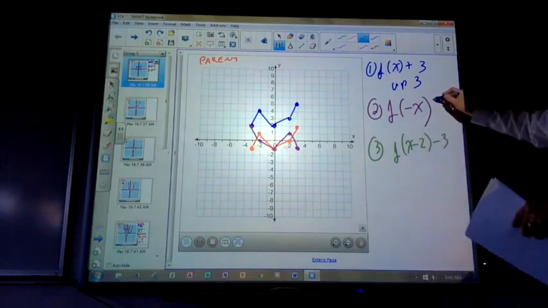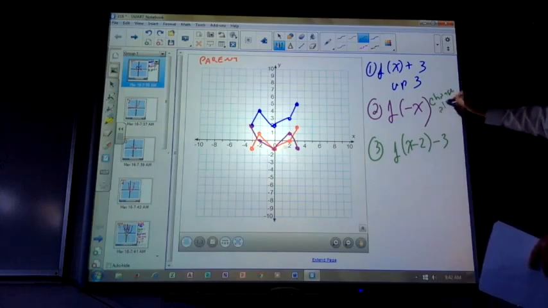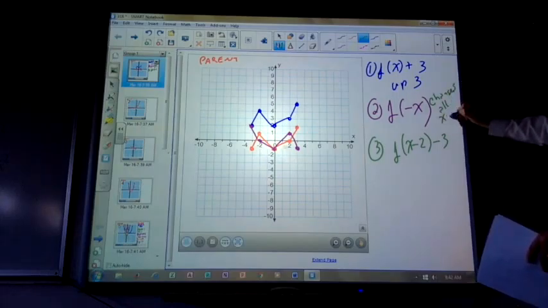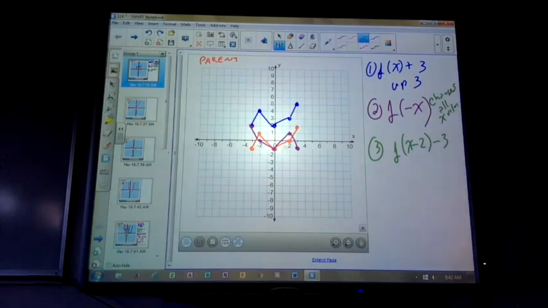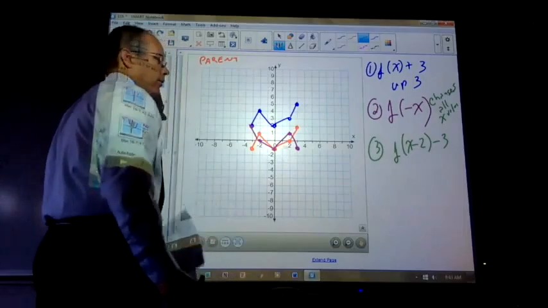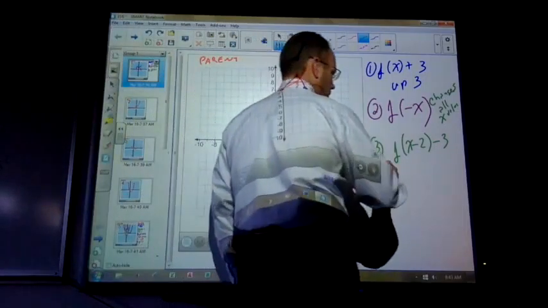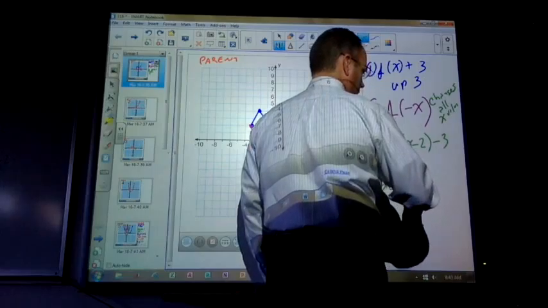So this changes all x values. Doesn't change the y, just changes the x's. What about this one? Shifts right 2 and up or down? Down 3. So right 2, down 3.